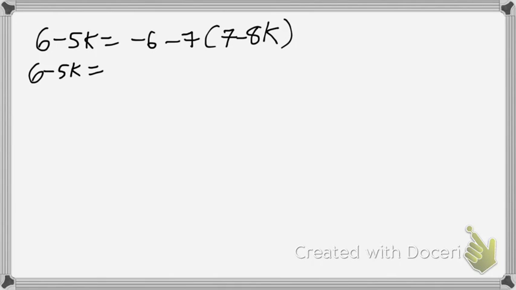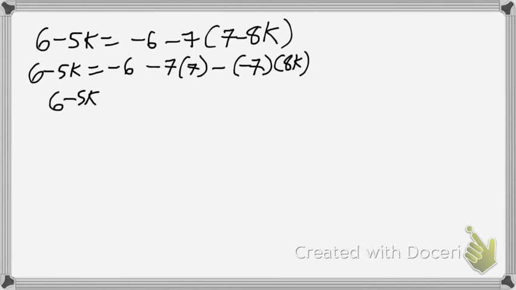So we're going to have 6 minus 5k, that's over on our left-hand side. On our right-hand side, we have negative 6, and then we need to kind of free that princess up on the right-hand side, which means that we have to get rid of those parentheses. To get rid of those parentheses, we need to distribute that negative 7. So that's negative 7 times 7 minus negative 7 times 8k. That is going to give us 6 minus 5k equals negative 6 minus 49 minus a negative 56k.